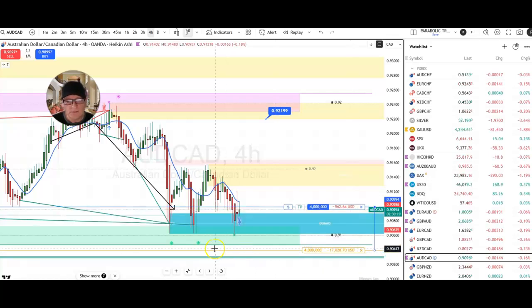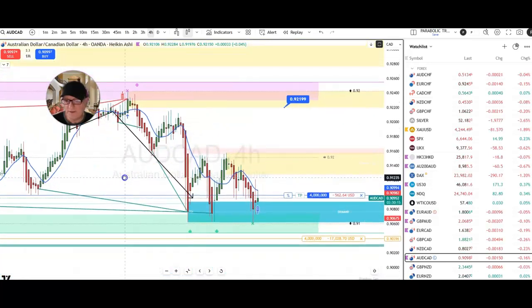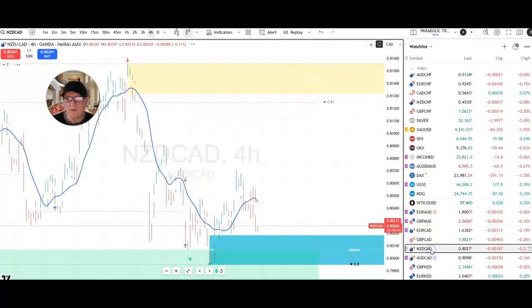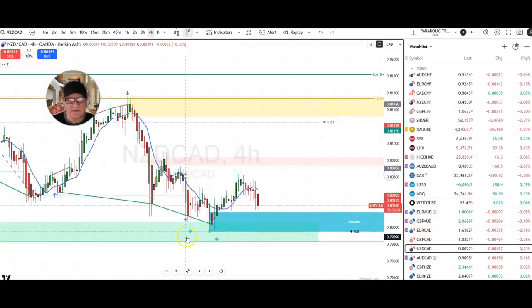Stop loss below demand. This is a weak demand, it has to be said. This is not a long-term demand area, so it's still valid in terms of risk to reward. Target 92.19. Enjoy. New Zealand Canadian doing exactly the same thing. W.